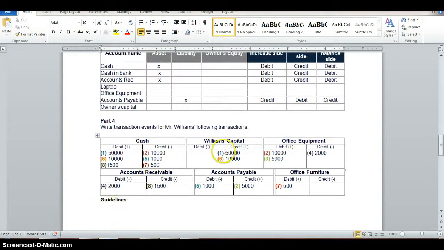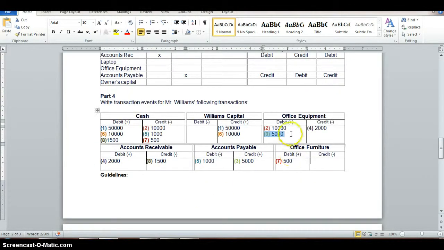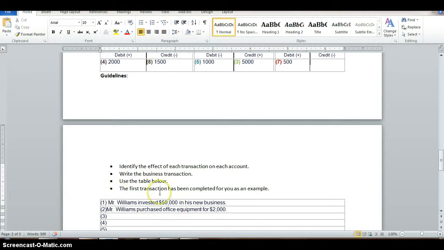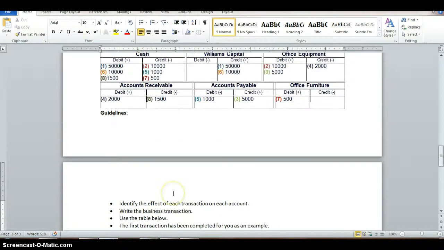And then I'll go up here and look for my number 3 transaction. So I have accounts payable increasing by $5,000. I have office equipment increasing by $5,000. So I'm going to assume that I bought some office equipment because it's increasing. And this time, since my cash is not decreasing and my accounts payable is increasing, I'm going to assume that I bought it on account. So down here on my 3rd transaction, I'm going to say Mr. Williams purchased office equipment on account for $5,000.